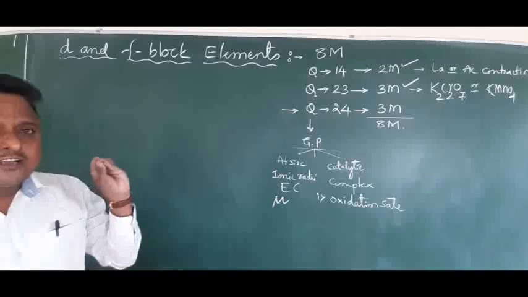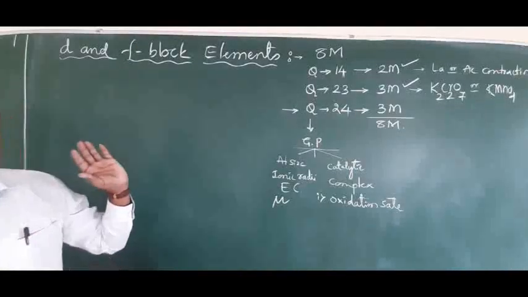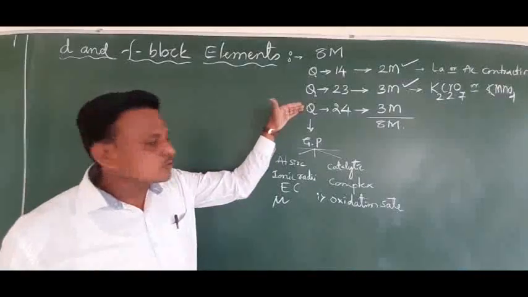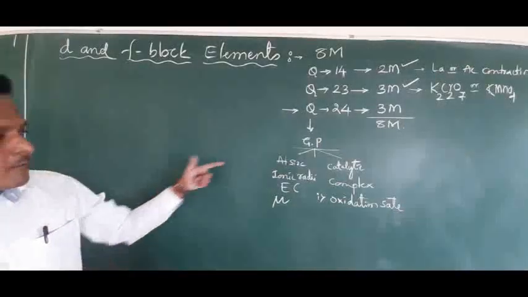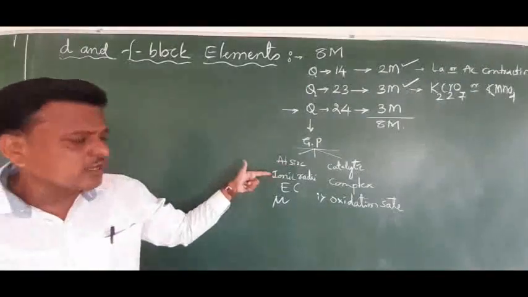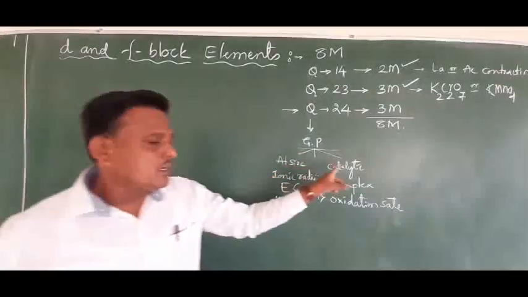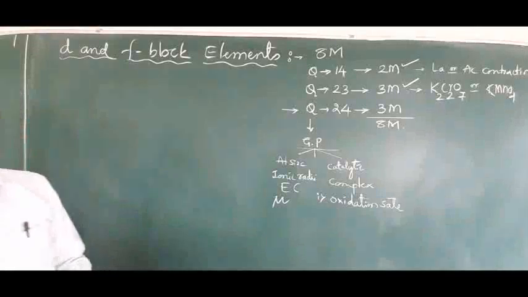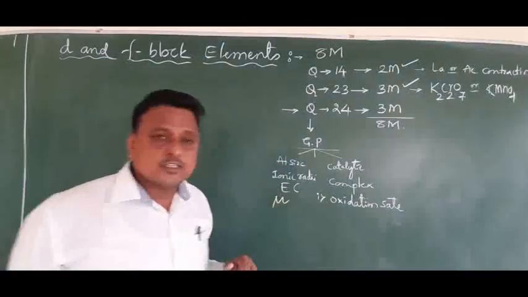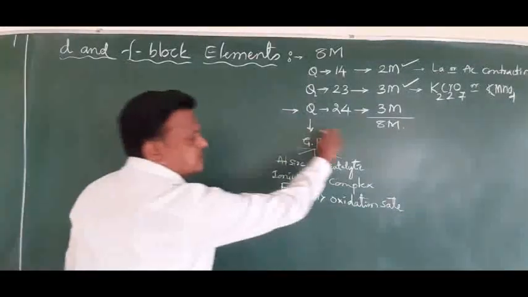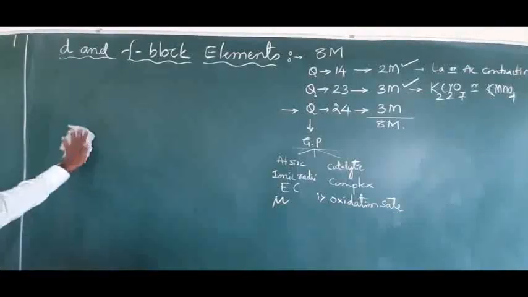If you know already, there are 5 marks from this chapter in our annual examination. A little guess with question number 24 also. These are the corresponding general properties under D block: atomic size, ionic radii, electronic configuration, calculating magnetic moments, why D block elements have catalytic properties, why they form complexes, and oxidation state. So these are the properties we started in this chapter. This is your synopsis.